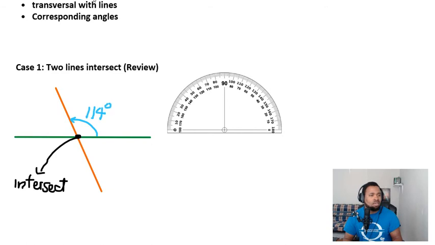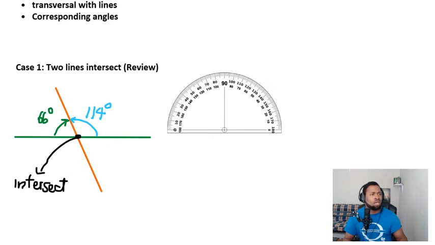114 degrees, and from here to there, I'm going to change to a different color because I want to show you something cool that we are going to observe. From here to here is around 66 degrees. So now you have this particular space right here. How about this other space? How are you going to measure that?